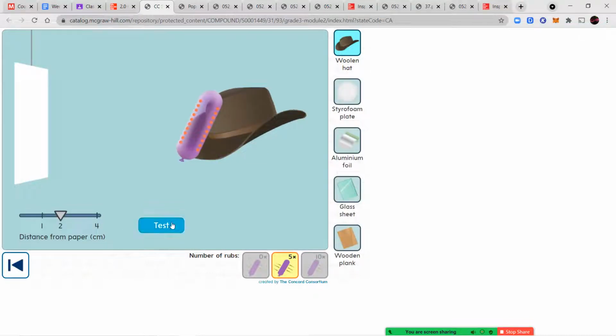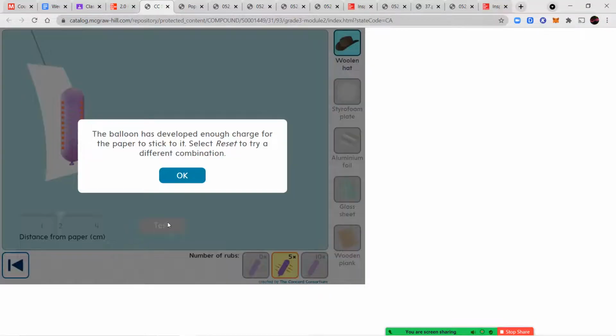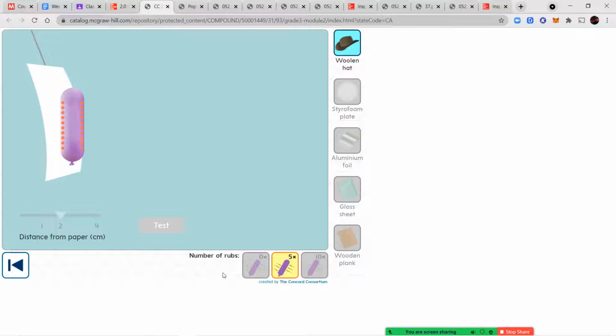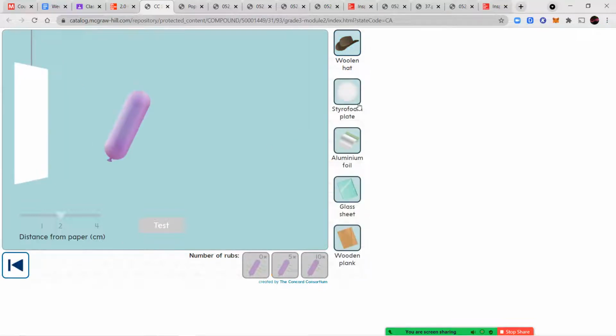We're going to keep it at 2 feet. Let's keep it consistent for a little bit. And at 2 feet, we see that the balloon developed enough charge for the paper to stick to it. So we're going to reset it and try again. Now, what if we did the styrofoam plate? So again, we'll stick with 5 rubs.